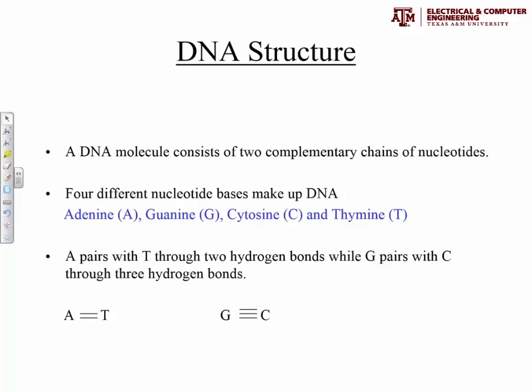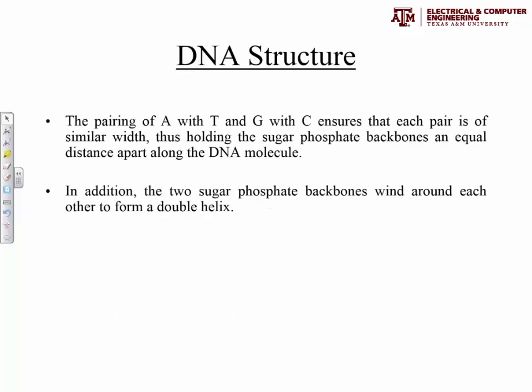A DNA molecule consists of 2 complementary chains of nucleotides. 4 different nucleotide bases make up DNA: adenine, guanine, cytosine, and thymine. A pairs with T through 2 hydrogen bonds, while G pairs with C through 3 hydrogen bonds. And again, if you want to delve deeper into the reason, it is there in the literature, in the public. Even Google might have it. Is it Google, or where do you look? Wikipedia, whatever, they'll have that information.